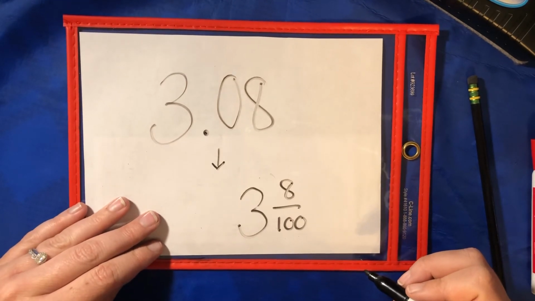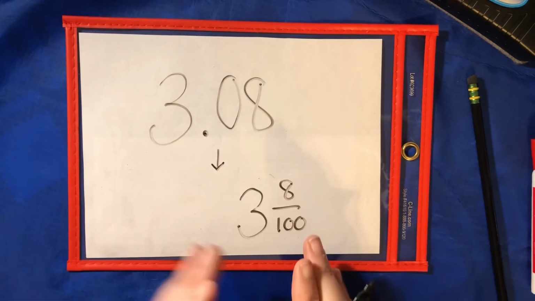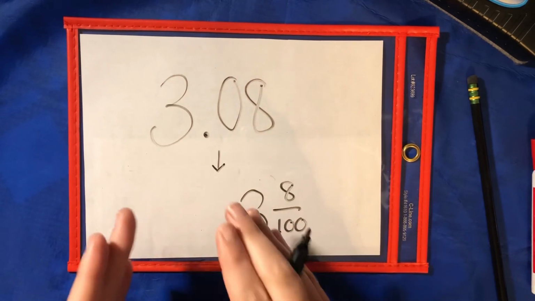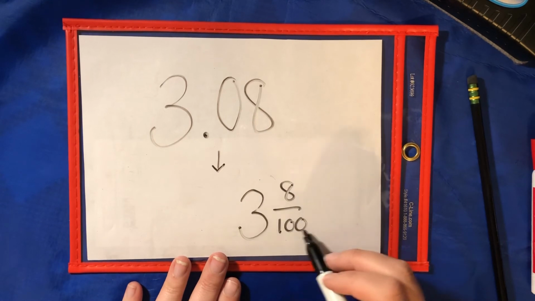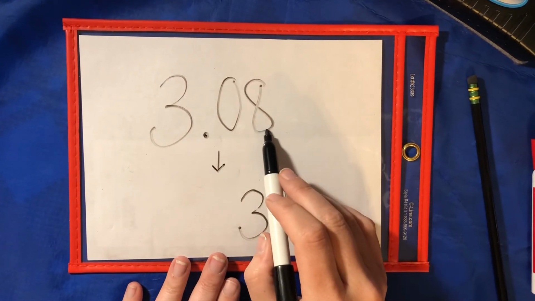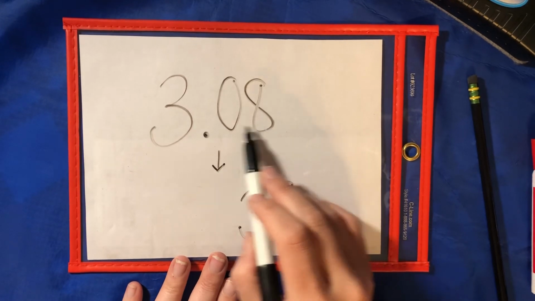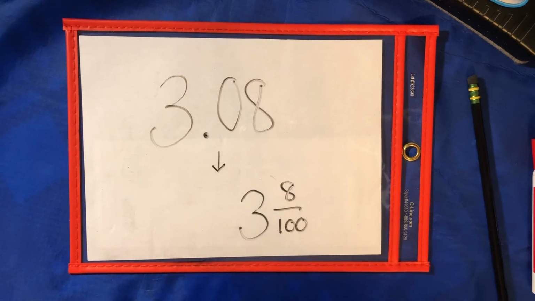Okay? So it really is helpful and it's beneficial to you to say these numbers out loud as you read them. If you're starting with a fraction, turning it into a decimal, still read it out loud. 3 8/100. 3 8/100. You'll be able to eventually realize that this is what it would look like. Okay? So I hope this practice helps.